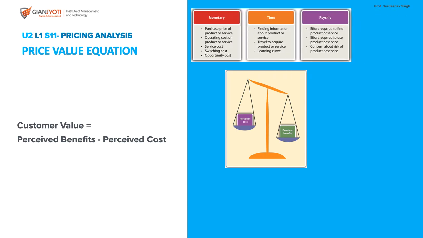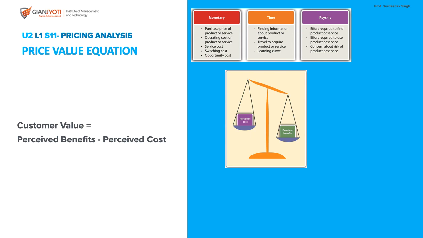Now, when we talk about the perceived cost, it is in terms of monetary, time, and psychic. Monetary: the purchase price, operating cost, the service cost, the switching cost, and the opportunity cost. You have been working on these to quantify them. Time: finding information about the product or service, travel to acquire the product or service, learning curve. So the 4 P's play a big role here, which you need to look at while looking at perceived benefits.